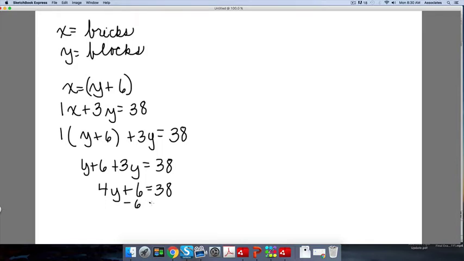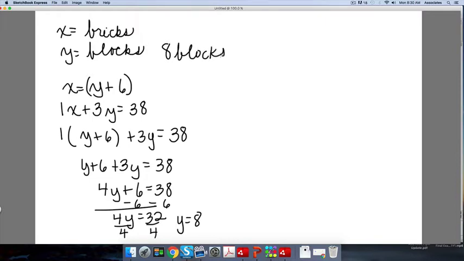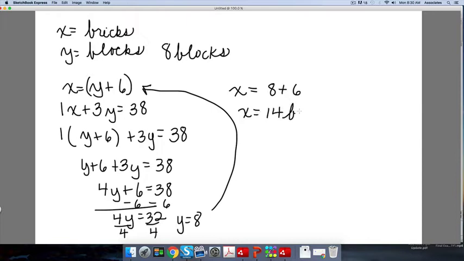The inverse of adding 6 is subtracting 6, so I get 4y equals 32. Divide by 4, so y equals 8. So I could just come up here and say that there's 8 blocks. Now I'm going to substitute that in right here to find out what x is. X is 8 plus 6. So x is 14 bricks. So I'm just going to come up here and put 14 bricks.